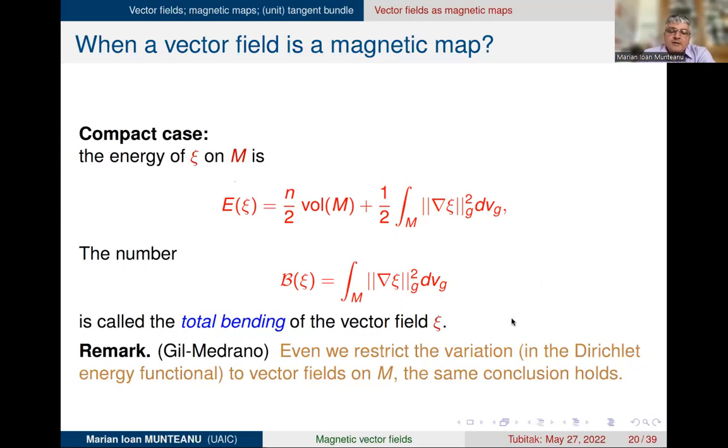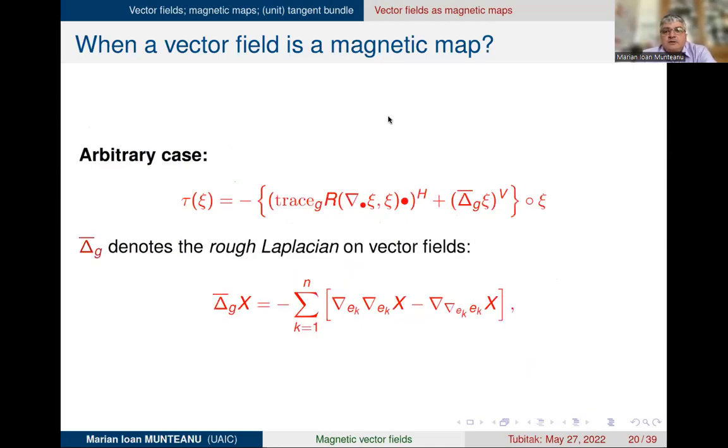Gilles Medrano extends the previous result. He said, okay, let's do the variation not through all maps, but only through vector fields. So each variation of psi will be a vector field. Unfortunately, the same condition holds. So psi should be parallel. Okay, so what is needed is to take the arbitrary case and to compute the tension field.